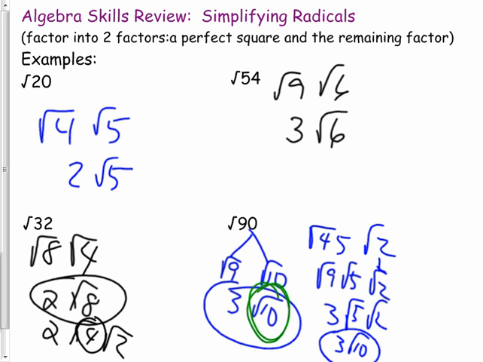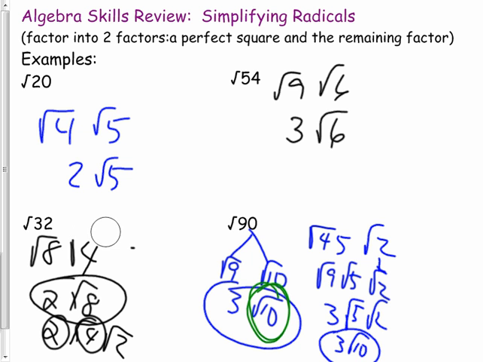So this becomes a 2, and this becomes a 2. 2 times 2 is 4. 4 root 2. Now, it would have been better if you'd have noticed that 16 and 2 worked right off the bat, and then it's 4 root 2. But I know you didn't notice that, so you should have just kept going.